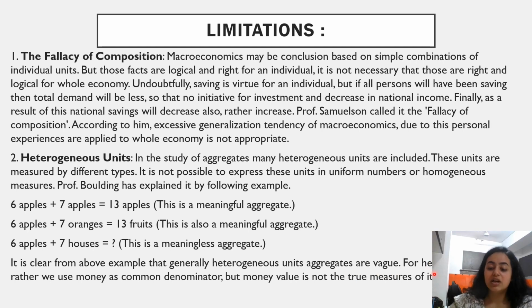For heterogeneous units, we use money as a common denominator, but money value is not the true measure of its value in use. So in this case, we can use money to measure the aggregate. We can convert apples into money and houses in terms of money, and then we can bring it to an aggregate, or we can use any other unit which is common for both the things being measured. So because heterogeneous units are involved in the calculation of macroeconomics, it becomes difficult to calculate whatever you are trying to understand.